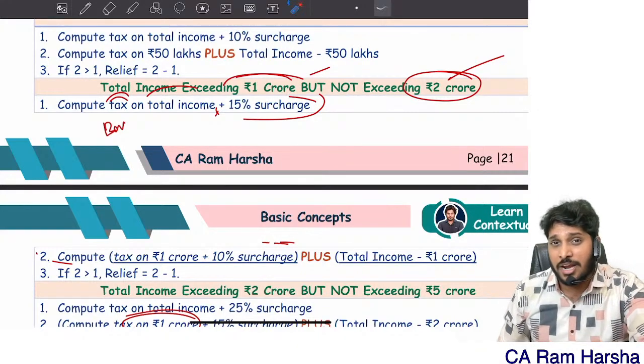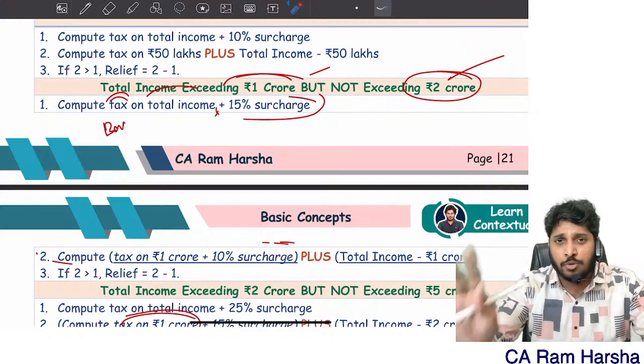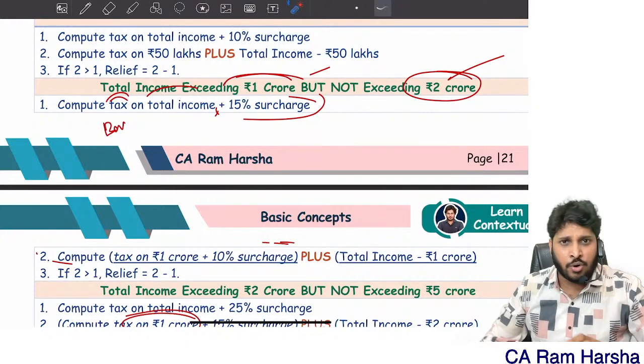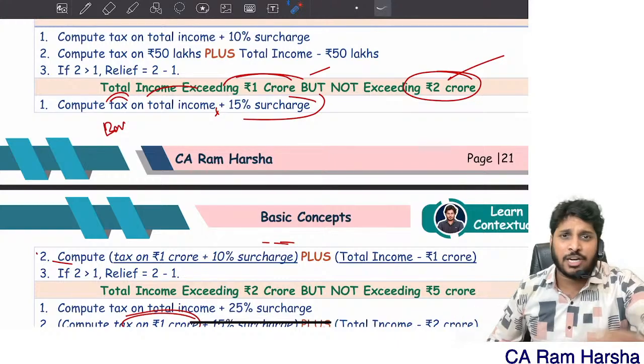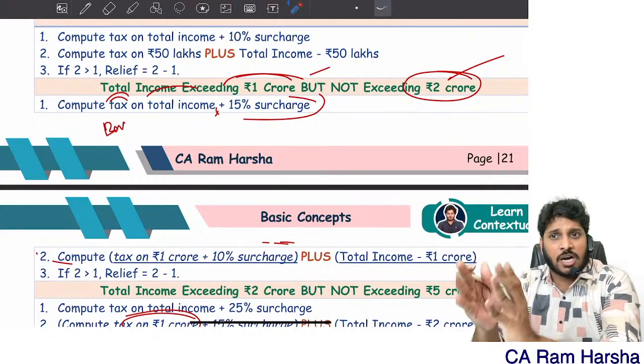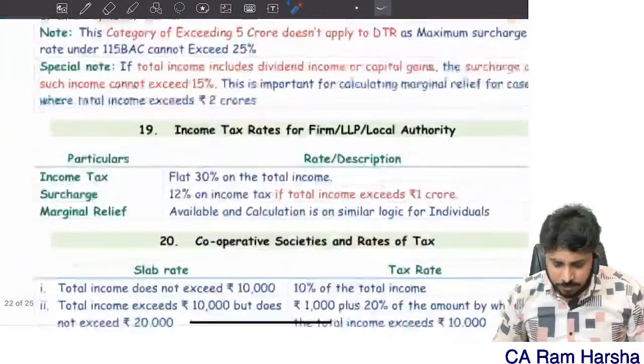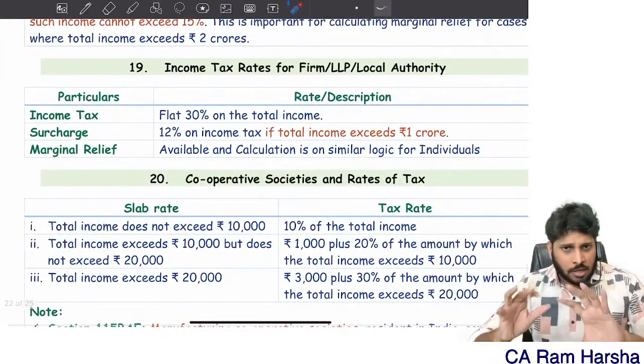If any of you have a doubt, just type in YouTube itself, "see Harsha, surcharge calculation, relief calculation," and you will get a detailed video. If you watch that, you will get 100% clarity. I don't want to waste others' time, especially those who are waiting here. Getting it? That's it. It is very simple.